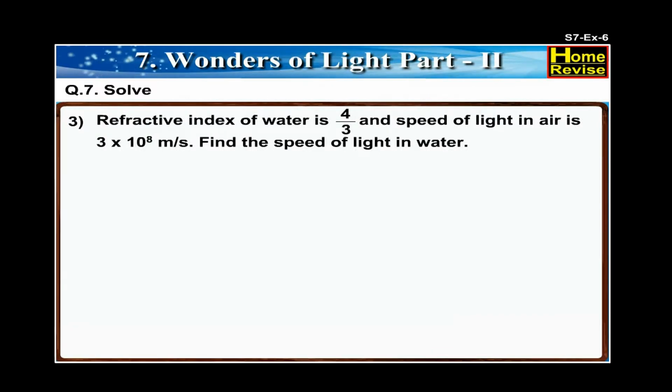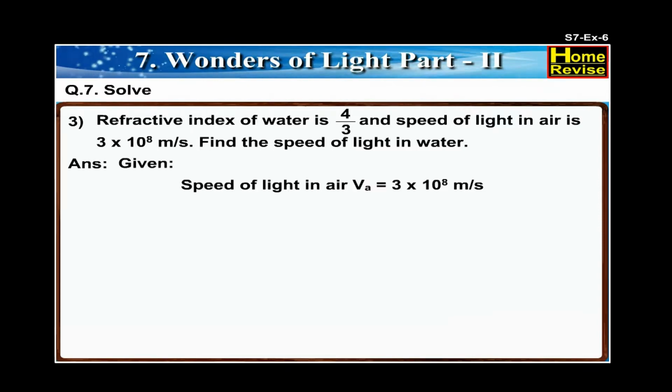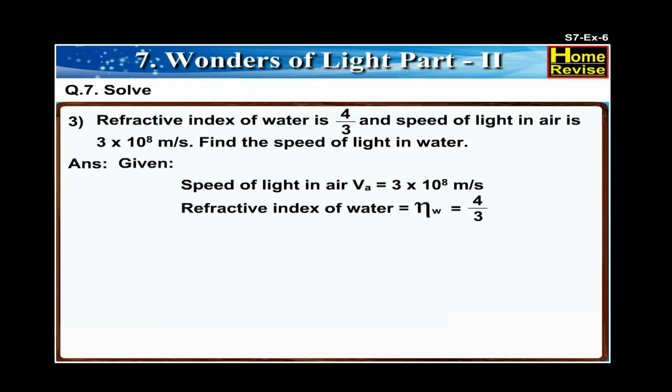Third, refractive index of water is 4/3 and speed of light in air is 3 into 10 raised to 8 meters per second. Find the speed of light in water. Answer. It is given speed of light in air VA equals 3 into 10 raised to 8 meters per second. Refractive index of water equals 4/3. Solution.